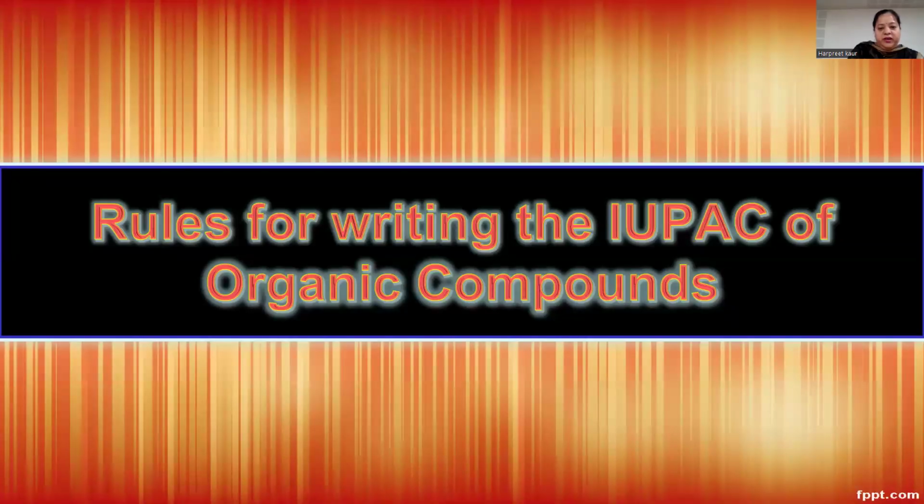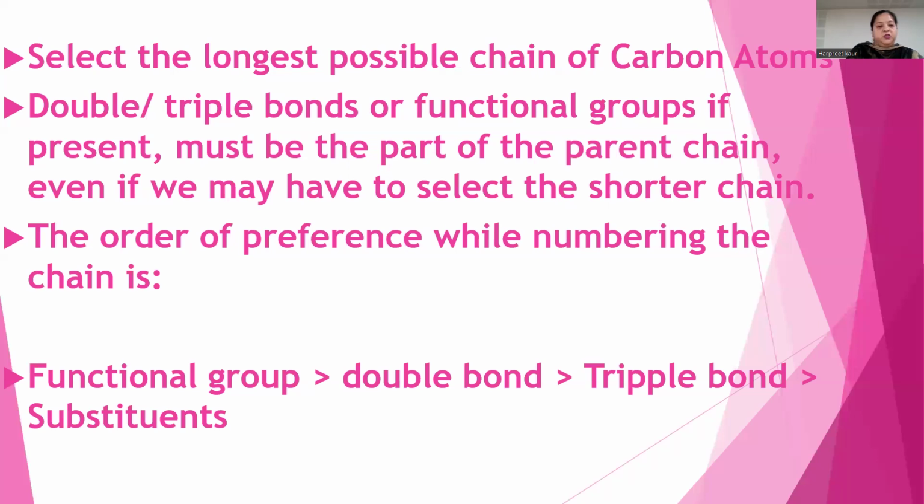Coming to the rules for writing the names. First, we are to select the longest possible chain of carbon atoms. That's the main chain, the principal chain, or the parent chain, that decides the root word, that is the middle part of any name. Double and triple bonds are the functional groups if present. They must be part of the parent chain, even if we may have to select the shorter chain.